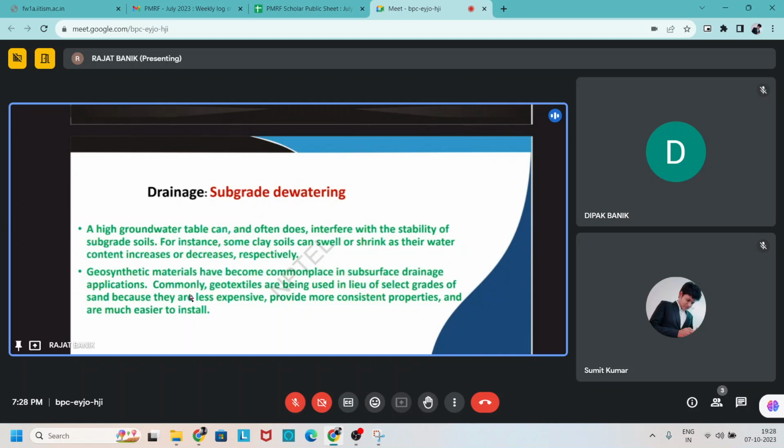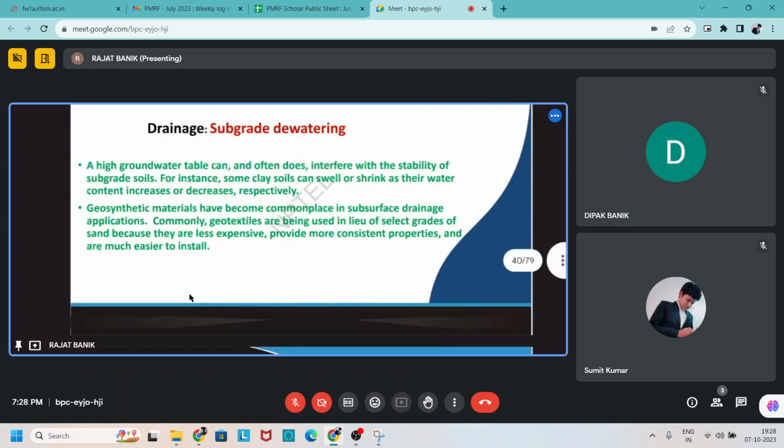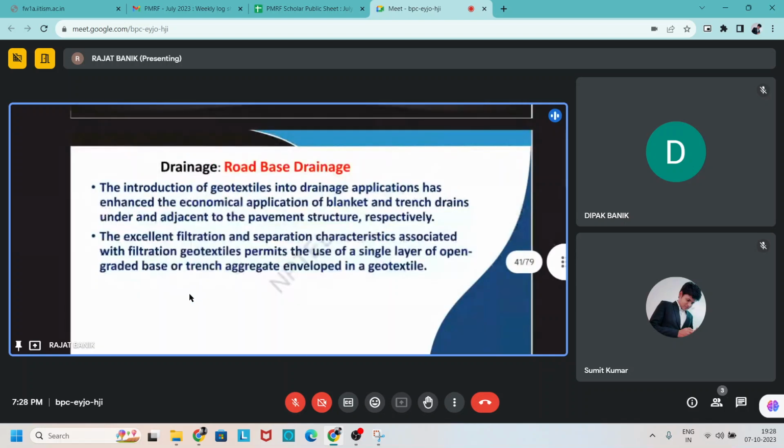Geotextile with sand. Why? Because it has more consistent properties. It is more consistent and easier to install. Then drainage, road-based drainage. Then we use base.